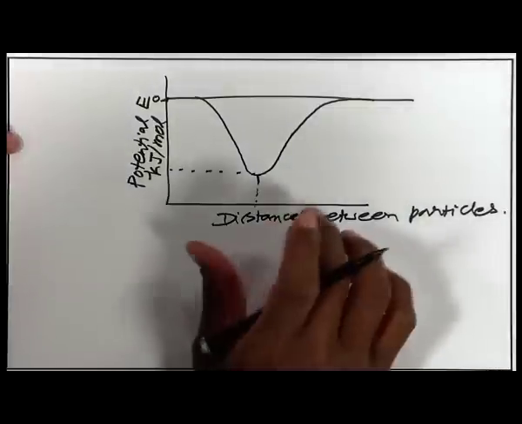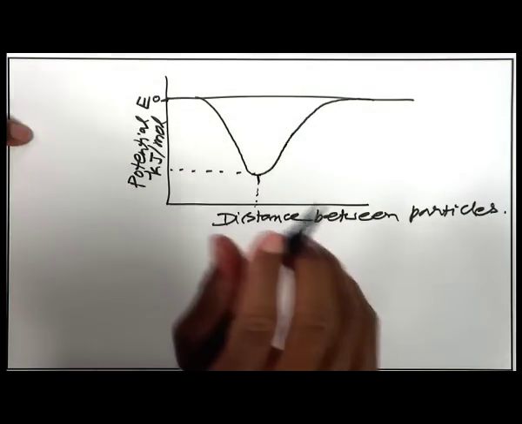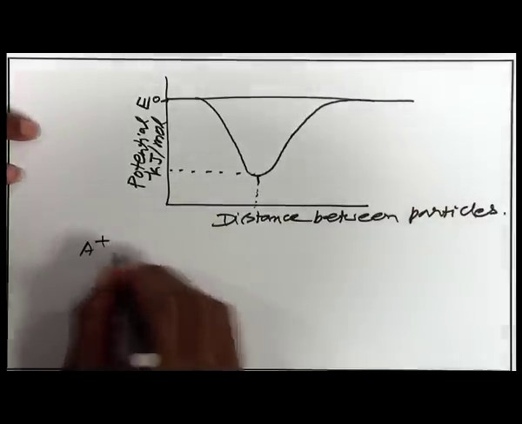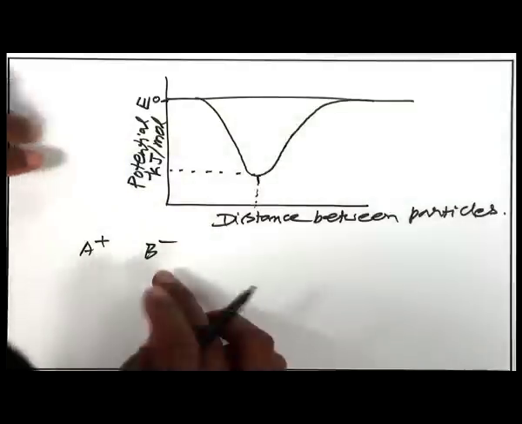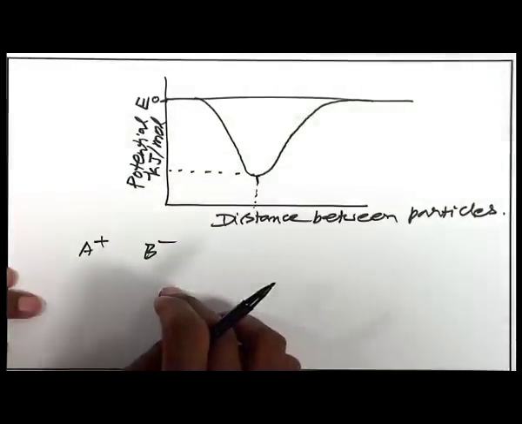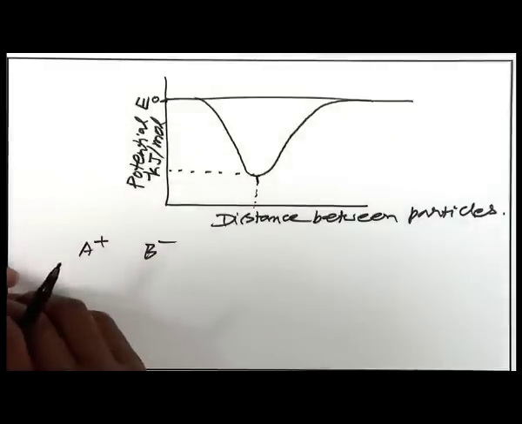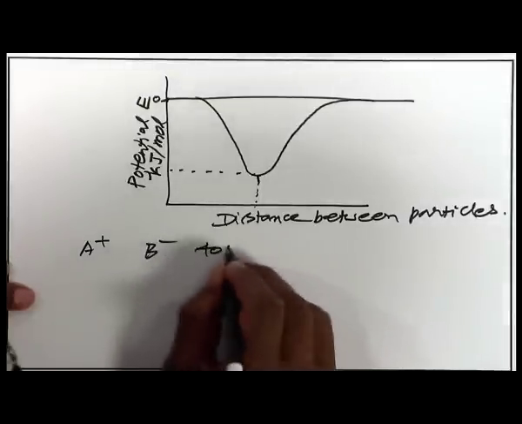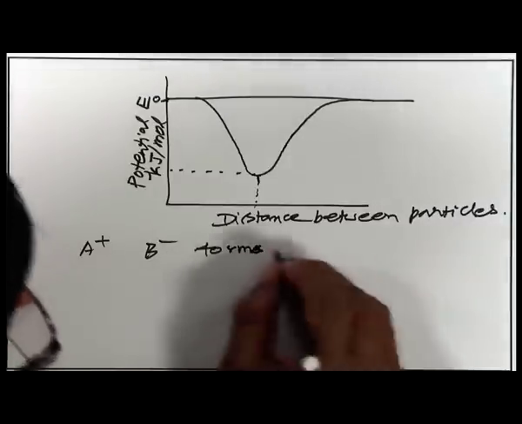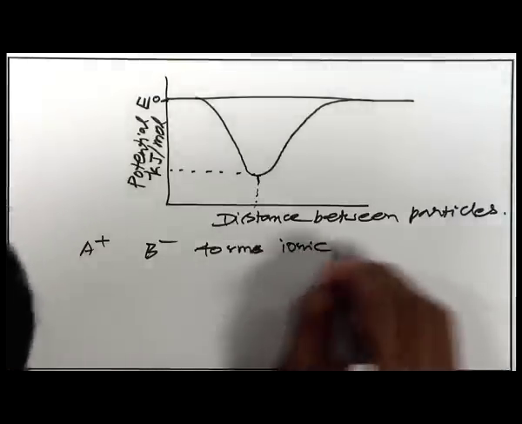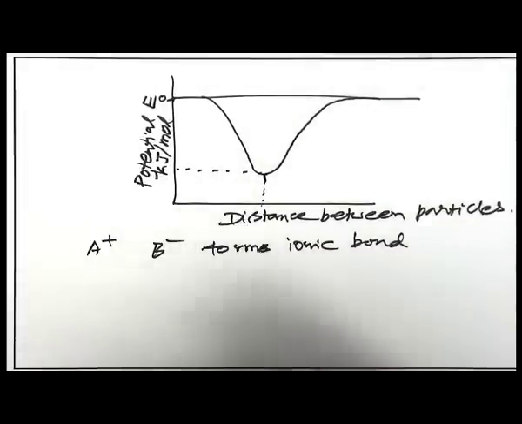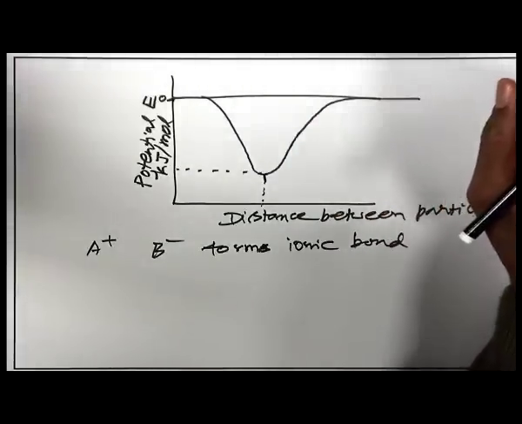For example, this model can be used to explain the ionic bond. As I said before, you take particles A plus and B minus. Because they are oppositely charged particles, they approach each other because they are attracted to each other, and then they form an ionic bond. So, you can explain the formation of an ionic bond by this type of electrostatic potential energy model.